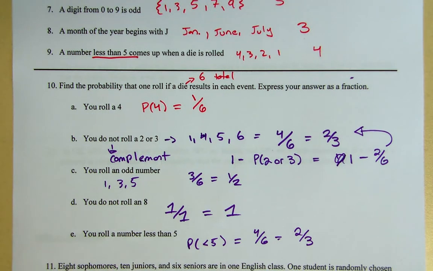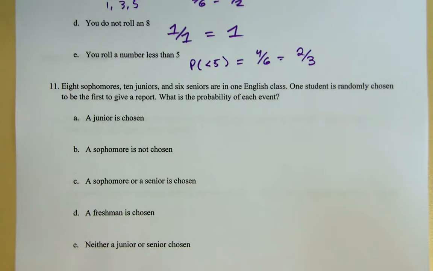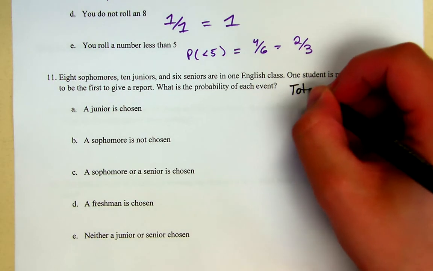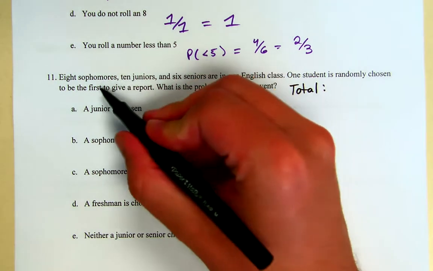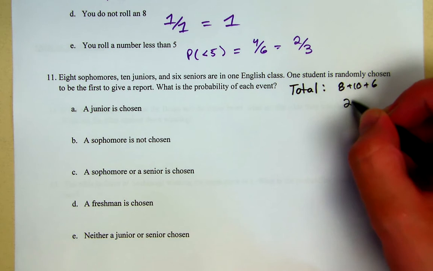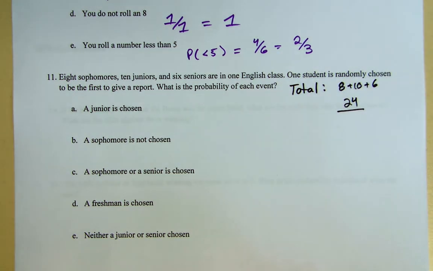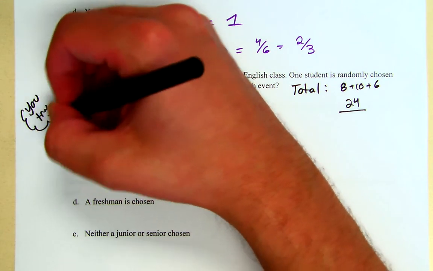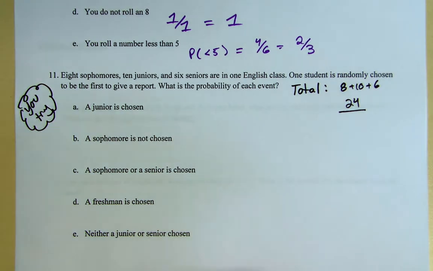Alright, so moving on. Here's another example we have. 8 sophomores, 10 juniors, 6 seniors in one English class. One student's randomly chosen to first give a report. What's the probability of the event? So we want to find our total first. So 8, 10, 6. 8 plus 10 plus 6, 24 total. Right? So I want you to actually try this one and bring that to class to finish so we can talk about that. And let's move on to the next type of problem.